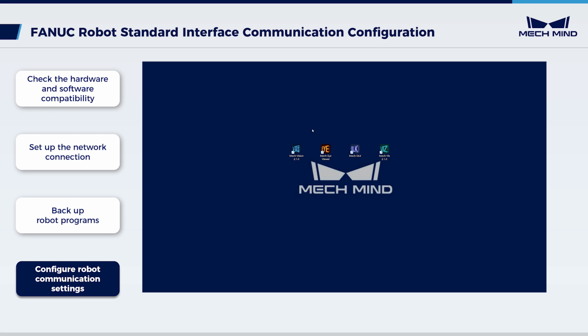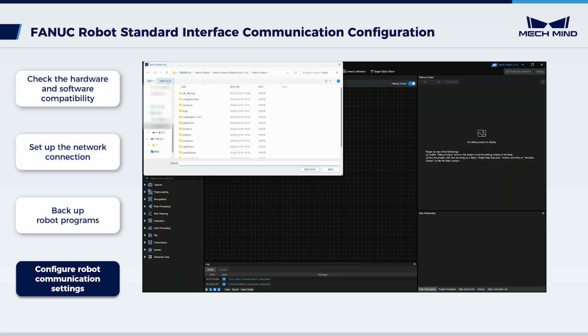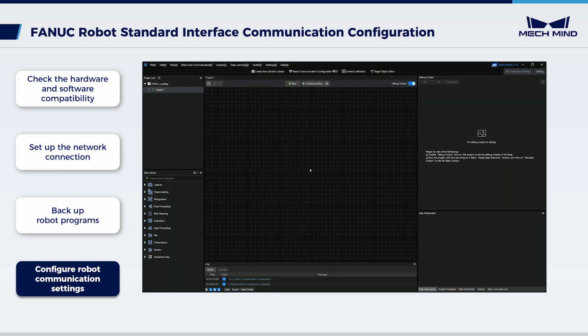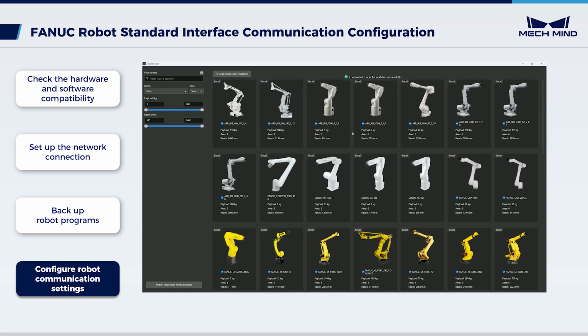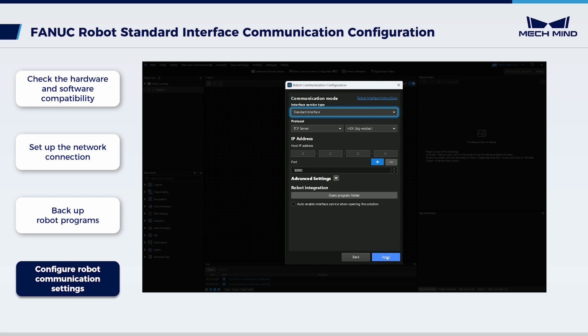Subsequently, configure the robot communication settings and prepare the program files. Open Mech-Vision. Create a solution based on your application scenario. Click Robot Communication Configuration on the toolbar. Select the listed robot from the Select Robot drop-down menu. Click Select Robot Model. Select the robot model in use. Click Next. Make sure the interface type is Standard Interface and the protocol is TCP Server and Hex Big Endian.